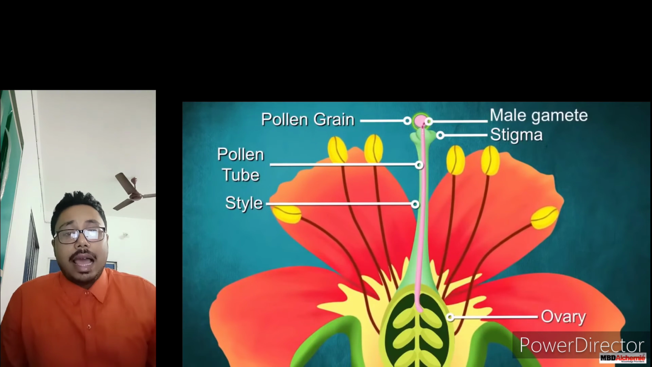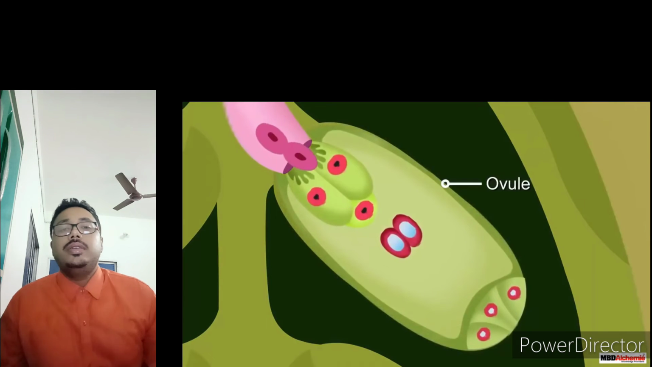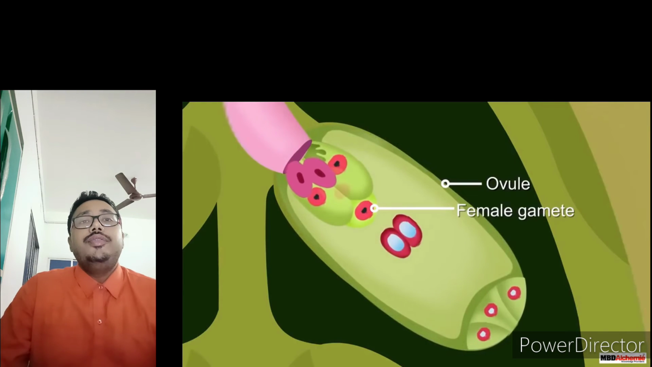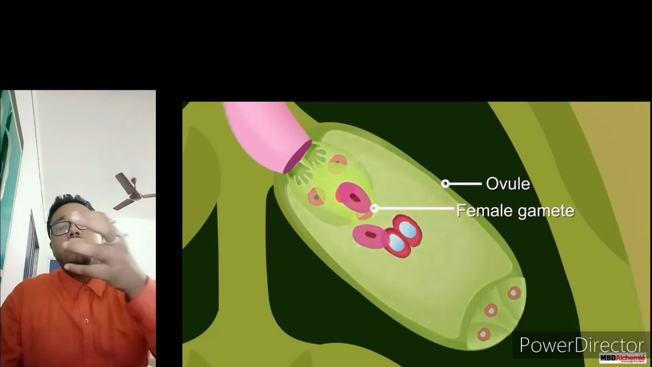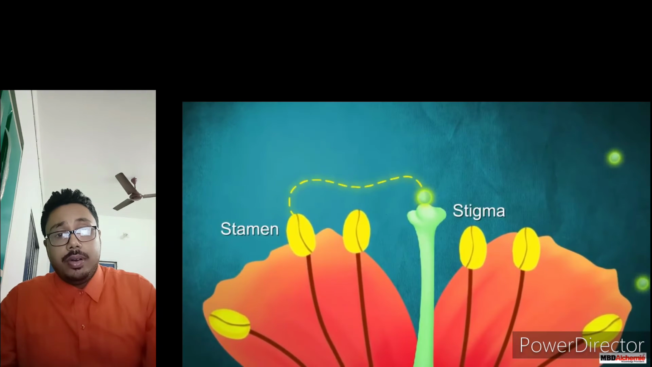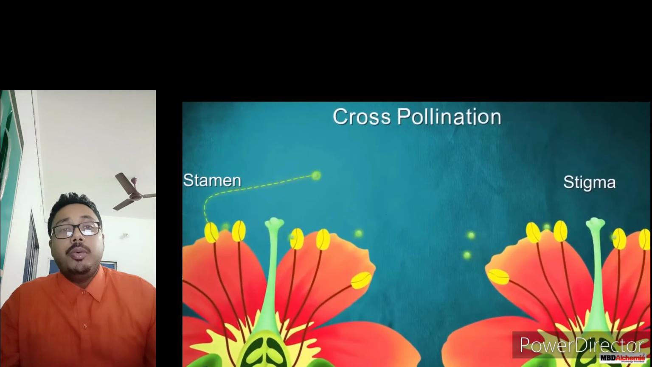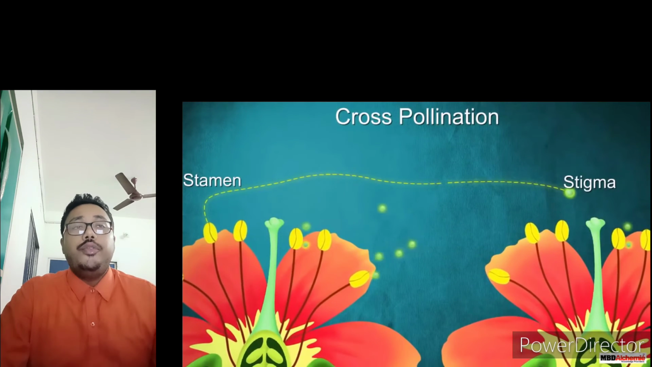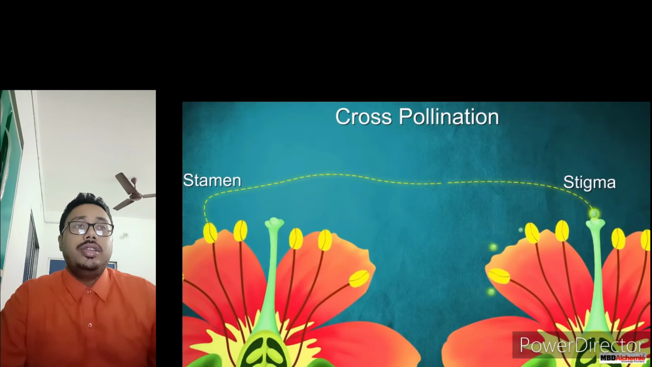Now, what are the types of pollination? We have 2 types of pollination. If the pollen grains jump from the flower to the same flower, it is known as self-pollination. And if the pollen grains travel to a different flower, it is known as cross-pollination.